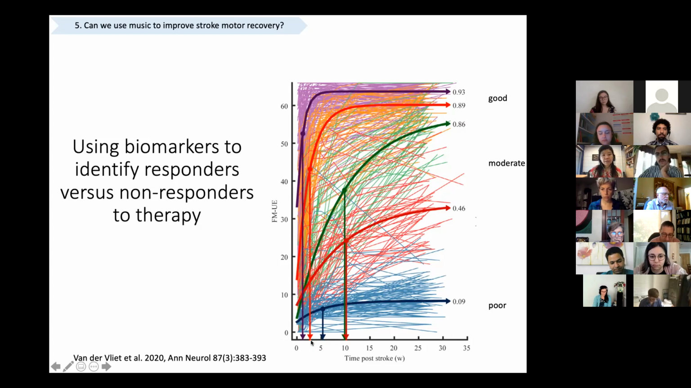And we do these assessments, or they did these assessments, across these various time points, right? And you can document someone's recovery trajectory. What you can see here is that there's a lot of variability. A lot of people recover, and they're the good recoverers. Some people have moderate recovery, they're somewhere here. And there's also a good proportion of people who have very poor recovery, who don't really recover at all.